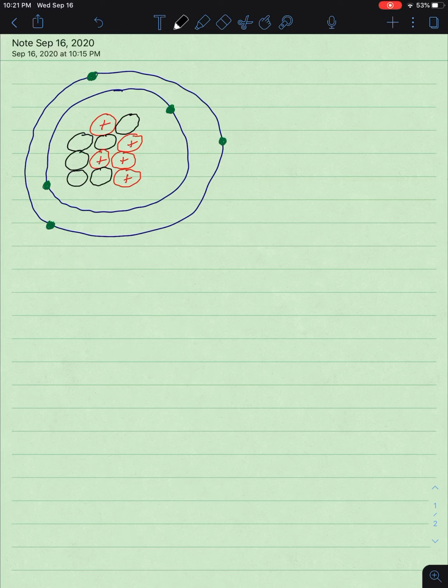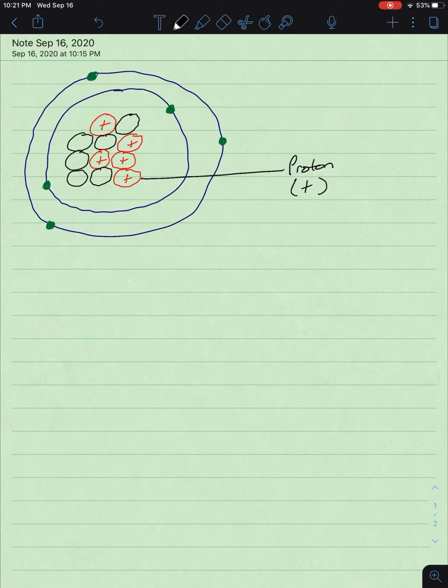Our first thing, as you can see from these red circles in the middle, would be a proton. Protons, as you guessed, have a positive charge. The way I think of that is proton starts with a P, so it has a positive charge. Remember, these are located inside the nucleus.